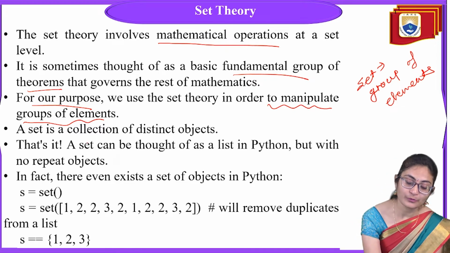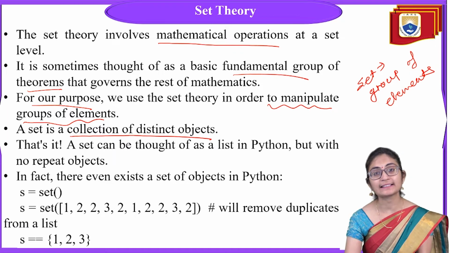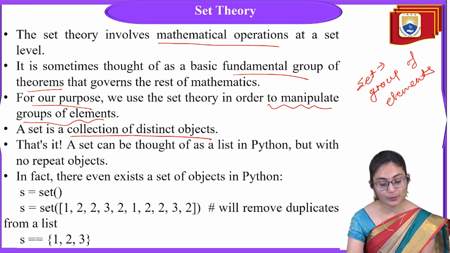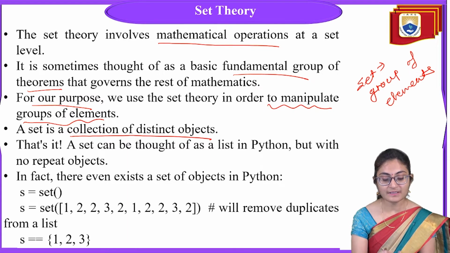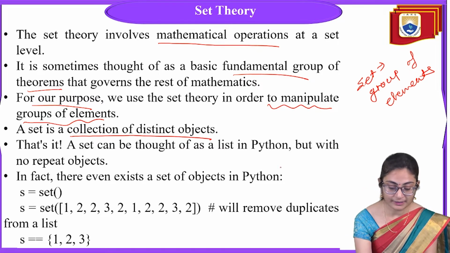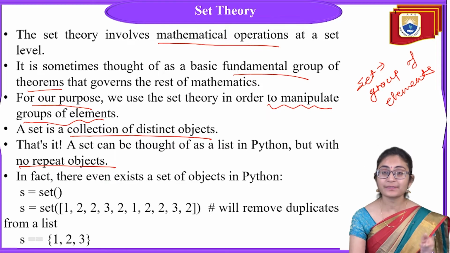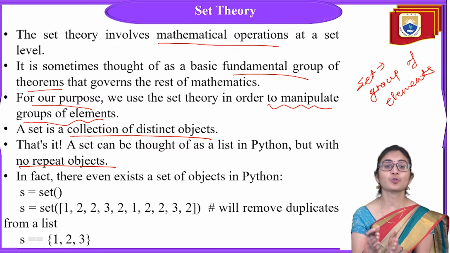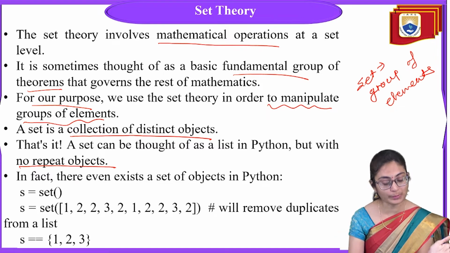And a set is a collection of distinct objects. Obviously, a set can contain different types of objects, values, alphabets, and characters also. That means a set can be thought of as a list in Python, but with no repeated objects. We know that a set will not contain any repeated object. If there are duplicate numbers, then when we execute the program, it will automatically remove the duplicate objects.